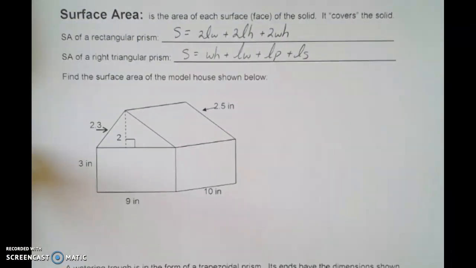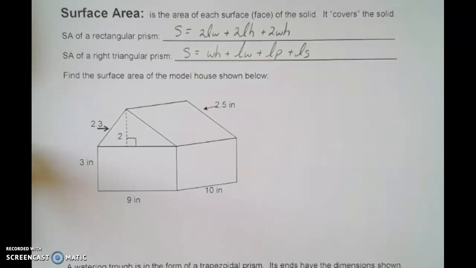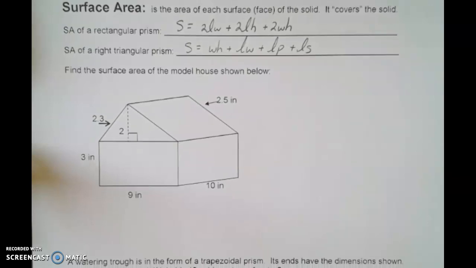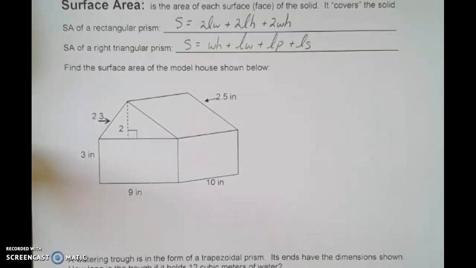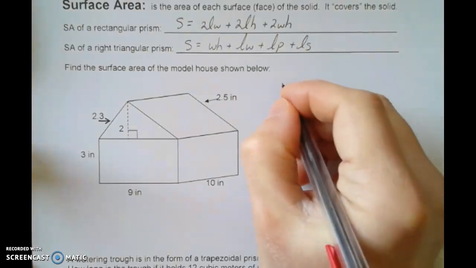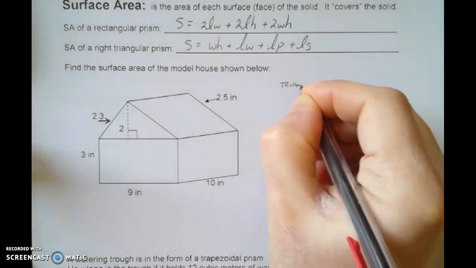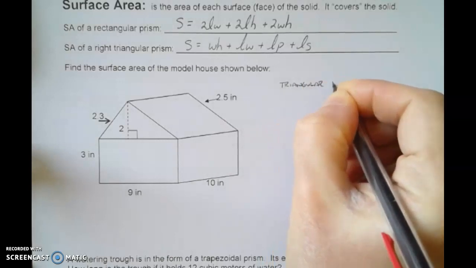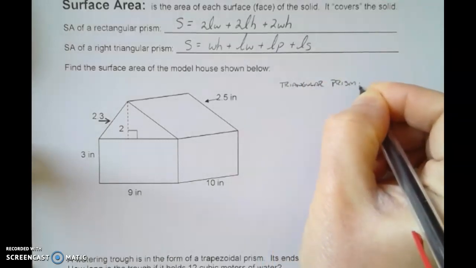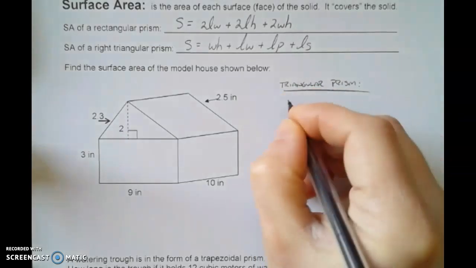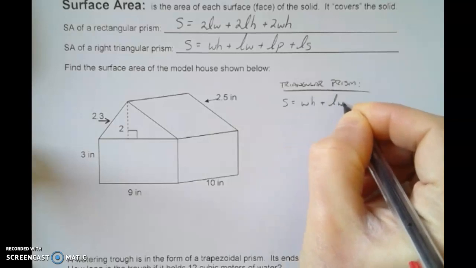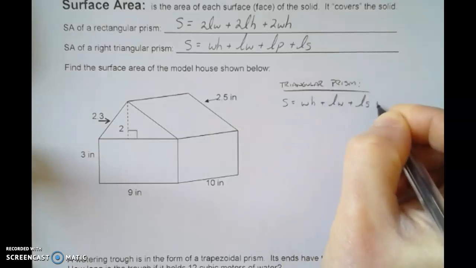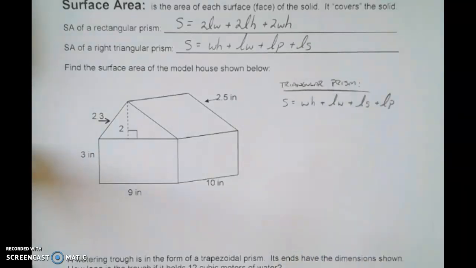We're going to use these formulas to help us find the surface area of the same model house that we were working with in the last example. So again, we have a triangular prism and a rectangular prism stacked one on top of the other. Let's start with the surface area of the triangular prism this time. Well again, the formula that we said, S equals width times height plus length times width plus length times slant S plus length times slant P.